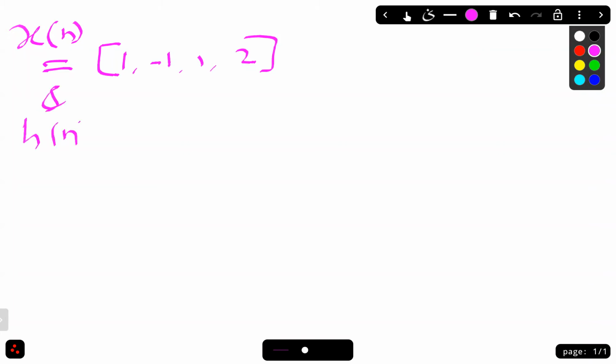First one is x of n is equal to 1, minus 1, 1, 2 and h of n is equal to 1, 2, 1, minus 1.